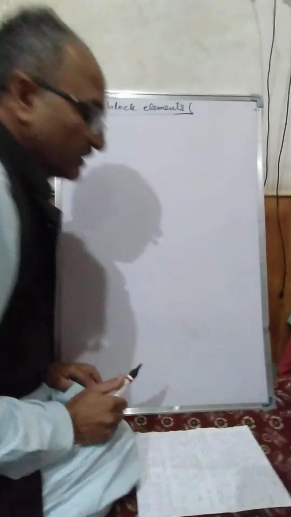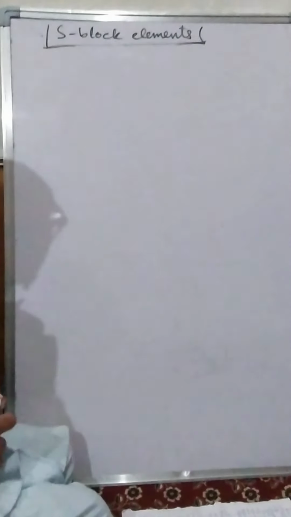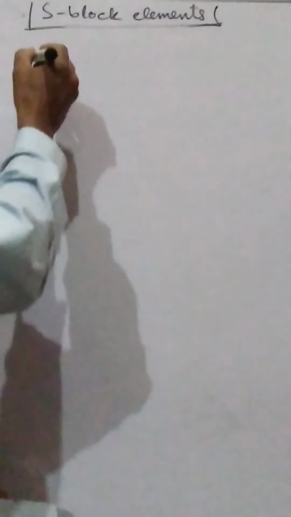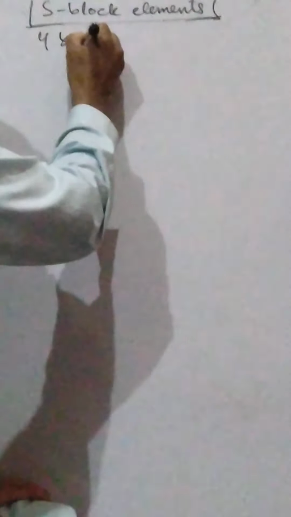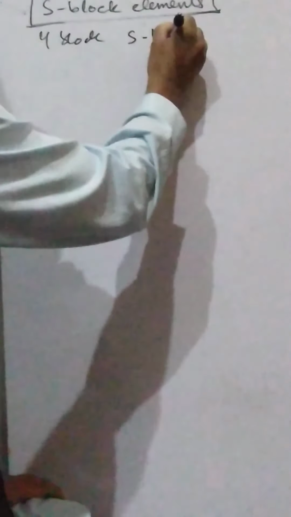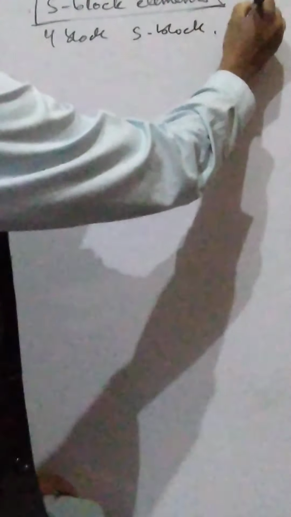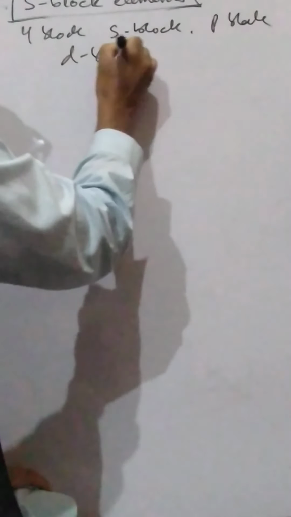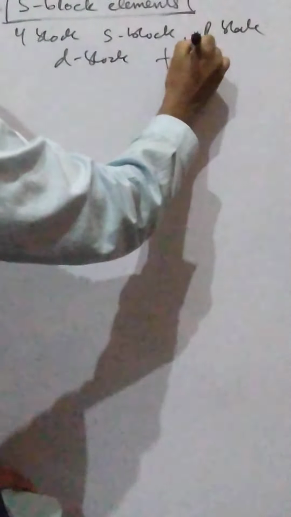The topic is S block elements. We know that the long form of the periodic table has been divided into 4 blocks. We have S block, P block, D block, and F block. This depends upon which shell of the atom the last electron goes to.